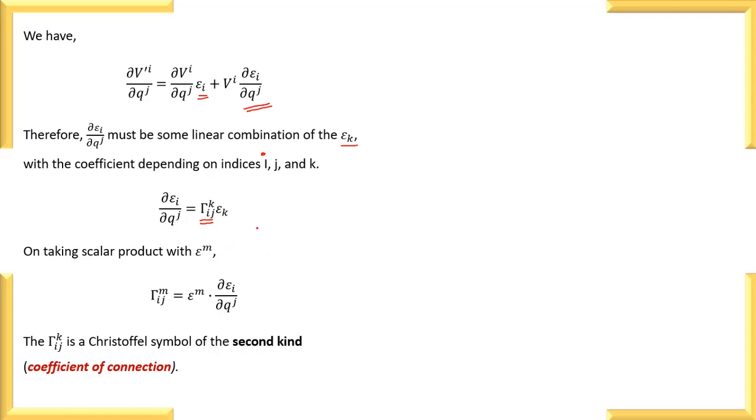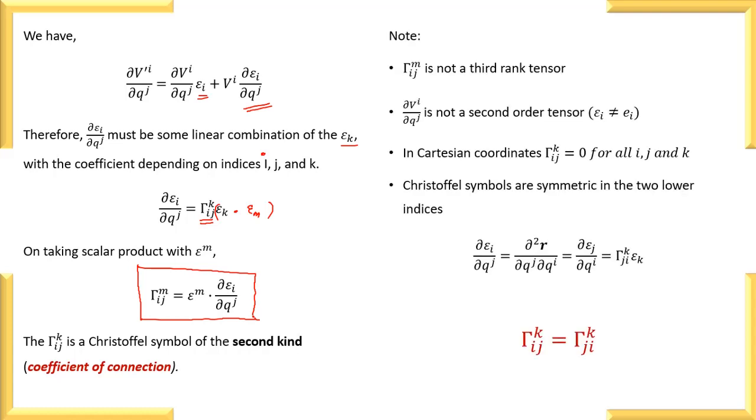Now let us take the dot product on both sides. If it is an orthogonal coordinate system, this will give you a delta. If you take a dot product with εn here, this will give you a delta function. So k can be replaced by m. Therefore, the answer you will get is Γijm εm dot ∂/∂qj of εi. So this is the mathematical form of the Christoffel symbol of the second kind. The Christoffel symbol actually gives you the connection. It is used to give you connection. Remember, this equation is important because we are going to use this a lot in our general relativity course. And this symbol is also known as the coefficient of connection.